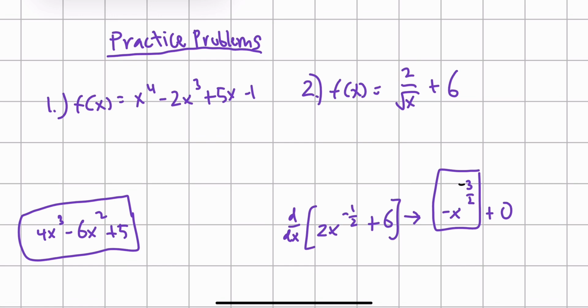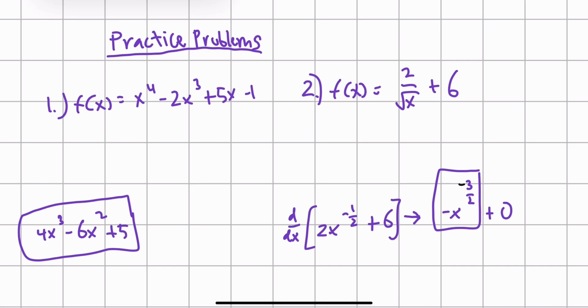Number 2 might seem a little bit more difficult, but it becomes pretty simple once you realize that you have to rewrite the terms. First, we can rewrite 2 over rad x as 2x to the power of negative 1/2. The exponent is negative because the rad x was in the denominator. Plus 6 stays the same. We keep that as plus 6.